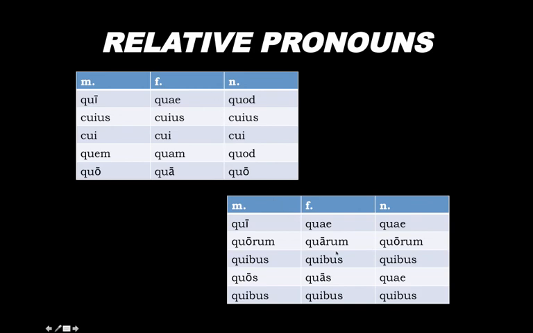When we go down to the plurals, though, there are two things we need to pay attention to. The neuters are AE for nominative, and instead of using IS for the dative and ablative, we use the IBUS form of the dative and ablative.